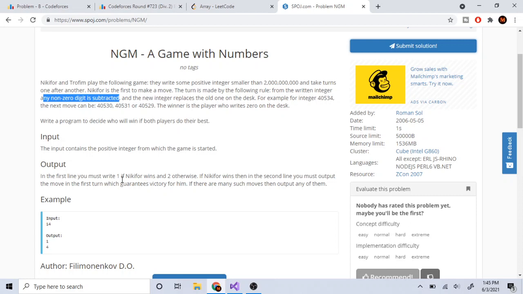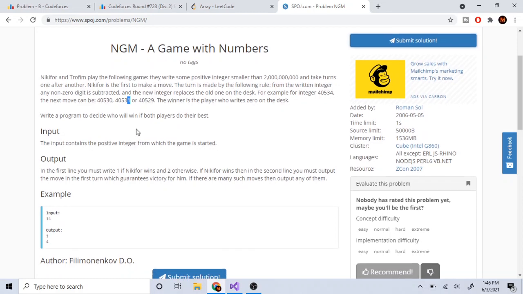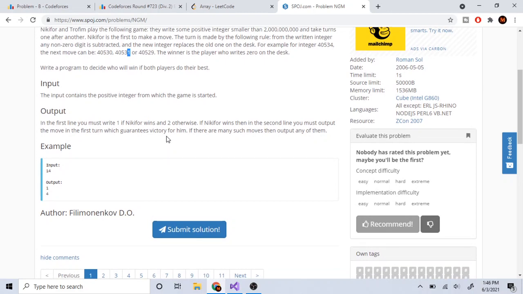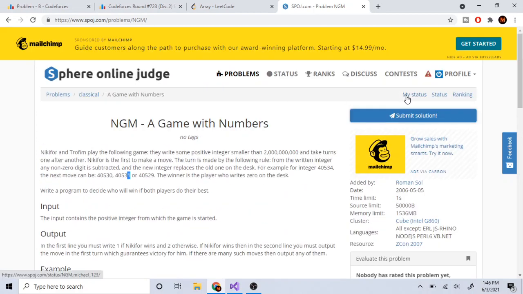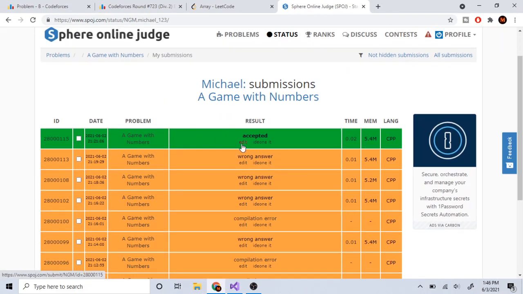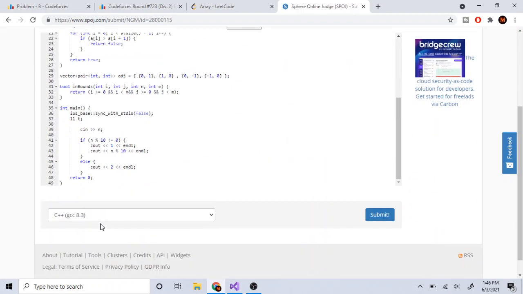Otherwise, if it's not divisible by 10, what we could do is just keep subtracting the last digit over and over again. So like we have 40531, right? If I subtract the last digit 1, it would be 40530. Then I could subtract the next last digit over and over again, and sooner or later I would get the answer, right? So basically the gist of this problem is this. I'll show you the code now. That's pretty much the logic of the problem.